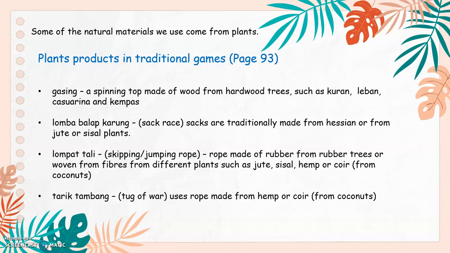The second one is lomba balap karung, or sack race. Sacks are traditionally made from hessian, or from jute or sisal plants. The third one is lompat tali, or skipping or jumping rope. Rope is made from rubber trees or woven from fibers from different plants such as jute, sisal, hemp, or coir from coconuts. The last one is tarik tambang, or tug of war. It uses rope made from hemp or coir from coconut.